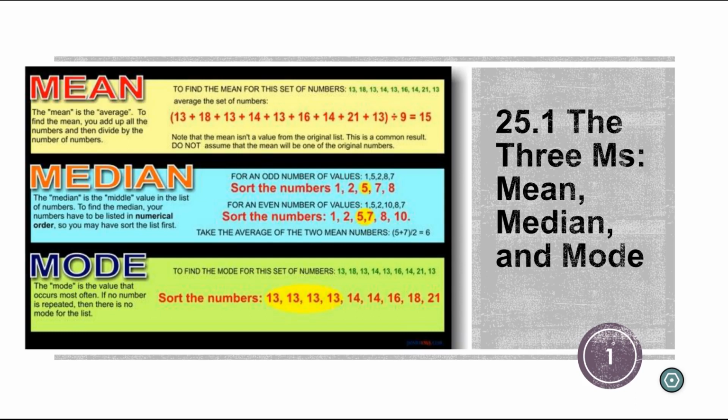This is section 25.1, and I always feel like this is one of the favorite sections for my seated students because they're like, hey, we know about mean, median, and mode. This first screen is just kind of an overview, and I'm going to talk about each one of them in detail on the future slides. So you don't have to worry about this first slide. You can kind of look at it if you want to.